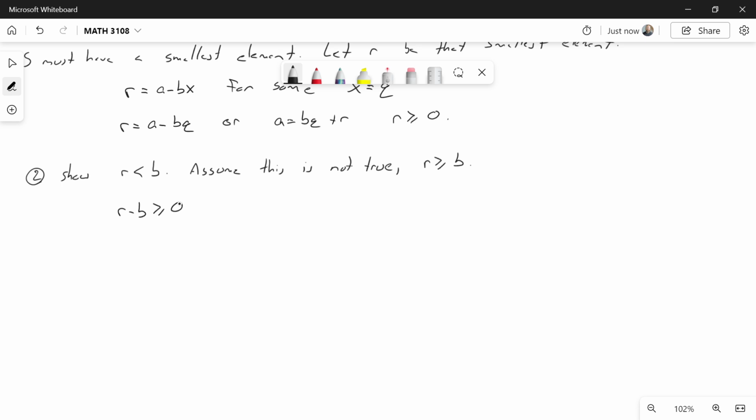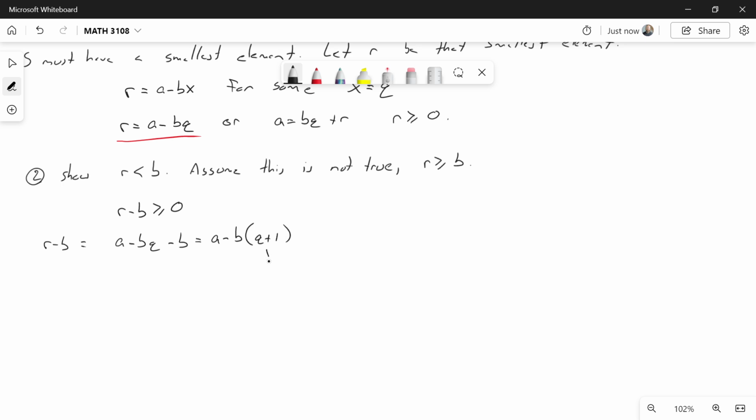Well, how does this help us? As I said above, we're going to need this little bit of information. R, we could write this as A minus BQ. So let's do this substitution in. R minus B is equal to, I'm going to replace this R with A minus BQ minus that remaining B. Notice here my second and third term both have a B. I can factor that out. And this leaves me with A minus B times Q plus 1.